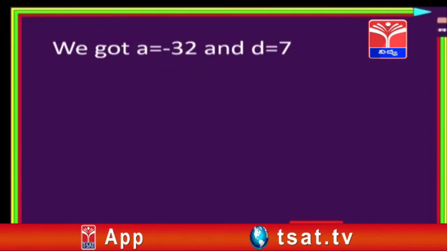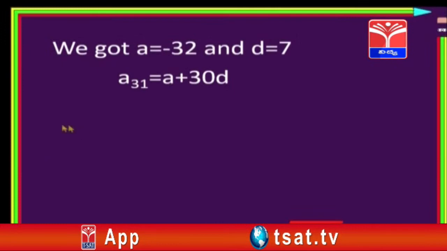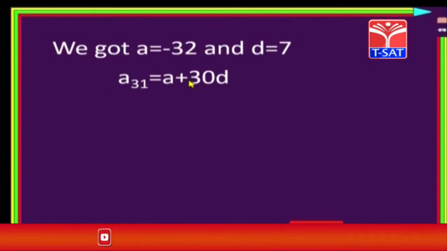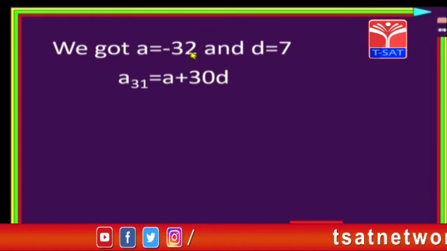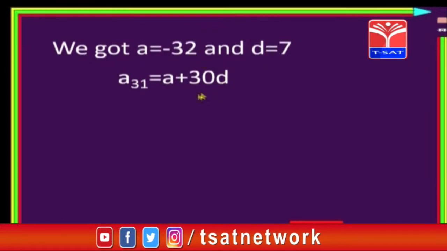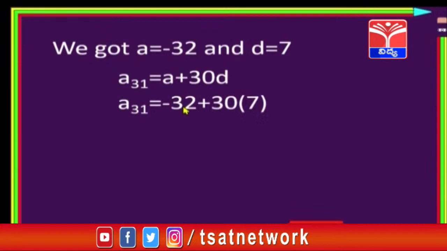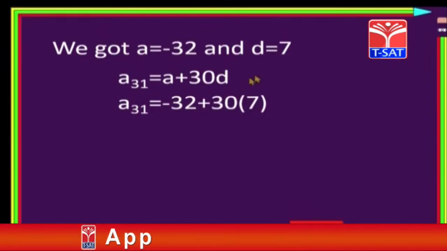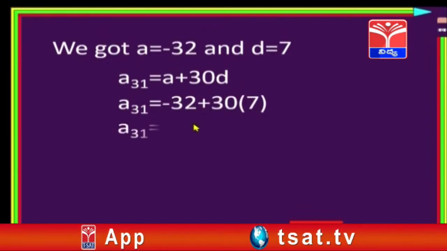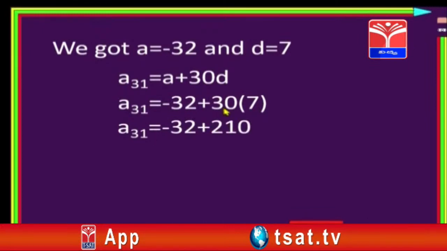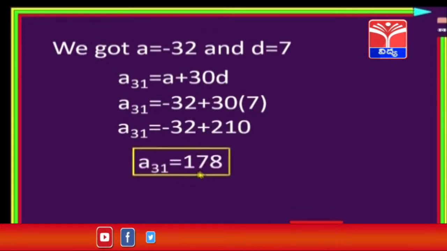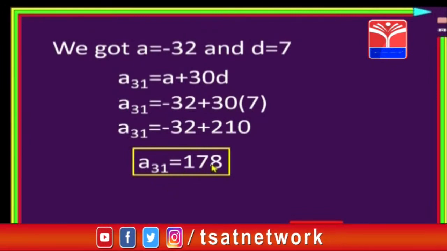Now we can find the value of A31, that is 31st term value we can find easily. So A31 is equal to A plus 30D, as we got A value and D value, substitute here. So A is equal to minus 32 plus 30 into D value is 7. So minus 32 plus 7 into 30, 210, 210 minus 32 is 178. So the 31st term is 178. So these type of problems are very important.